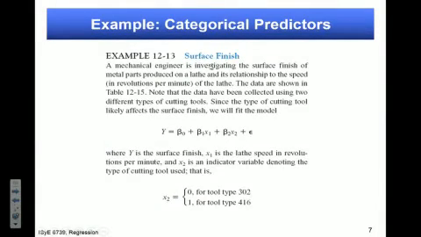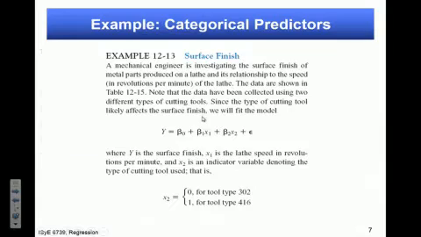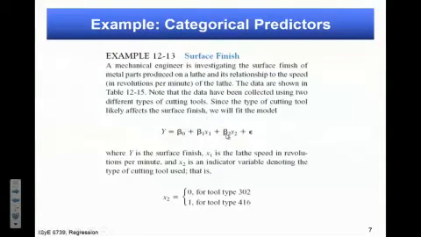Your Y variable is surface finish in a machining process. Your X1 would be RPM, and your X2 is the different tool type. So you have two tools, type 302 and 416.